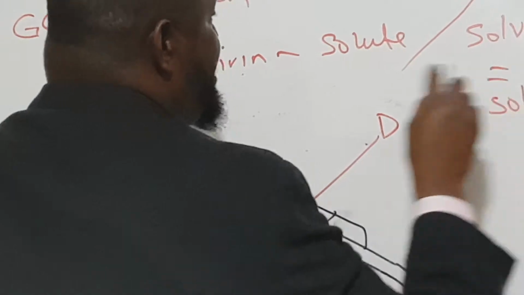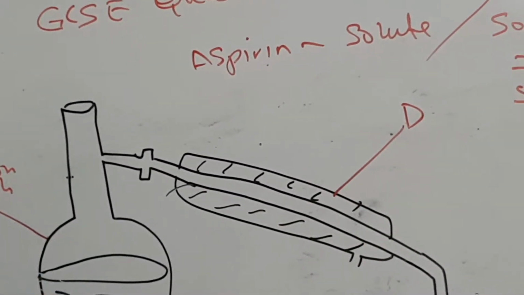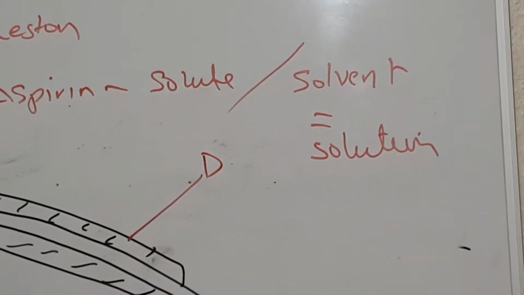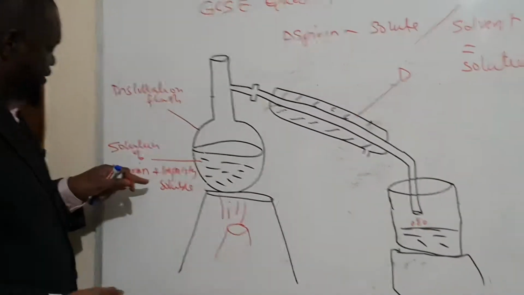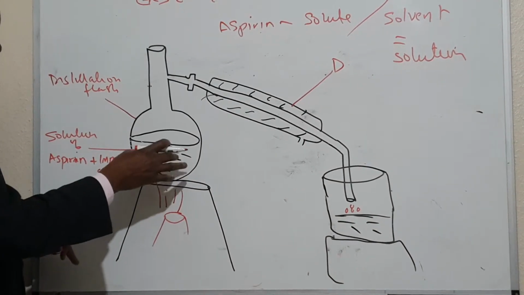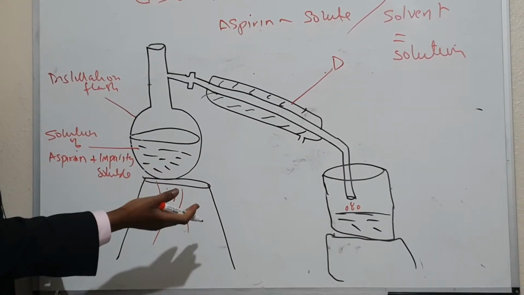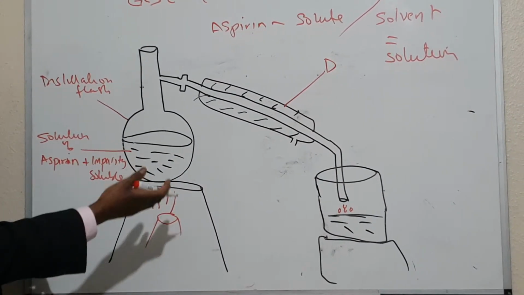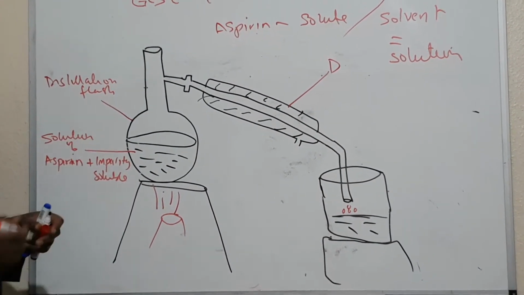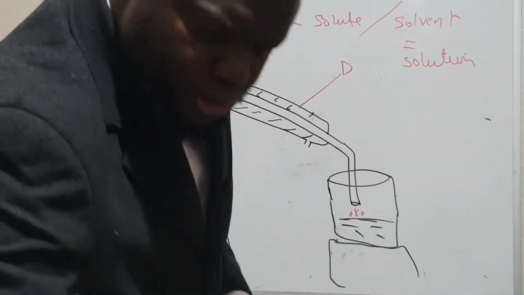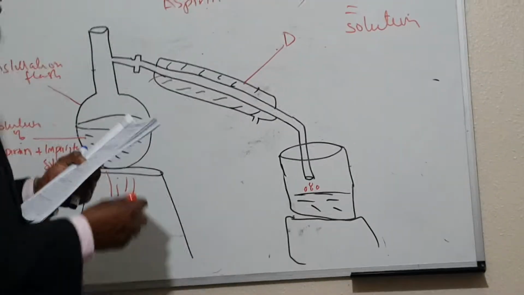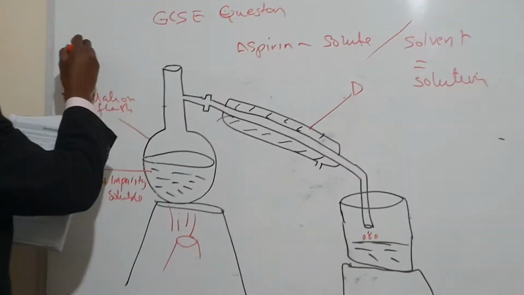We have done this before: a solute plus a solvent is equal to a solution. Now we have aspirin here, the aspirin people take when they are sick, and some other substance which is an impurity, which makes the aspirin impure to drink. So you want to separate your aspirin and the impurity. Then the first question is, they said this is a solution containing aspirin, which has a boiling point of 140 degrees.